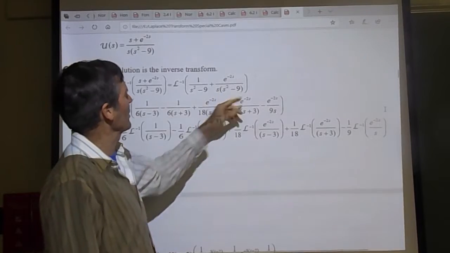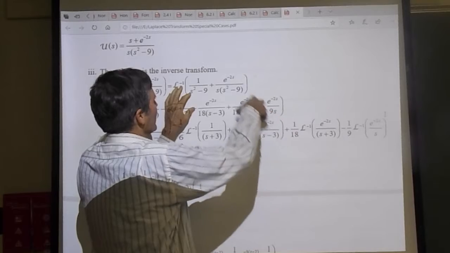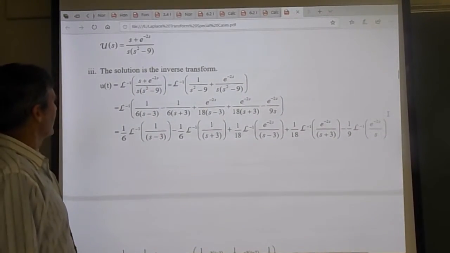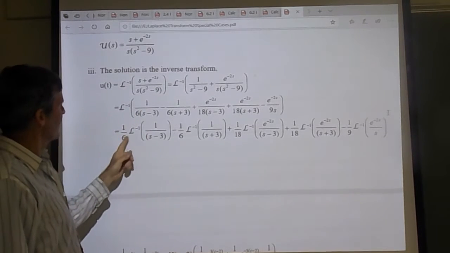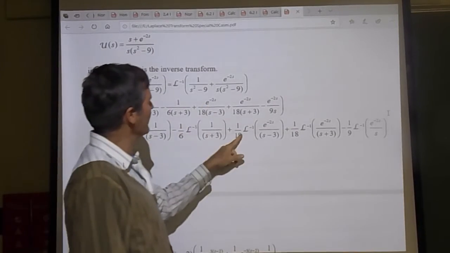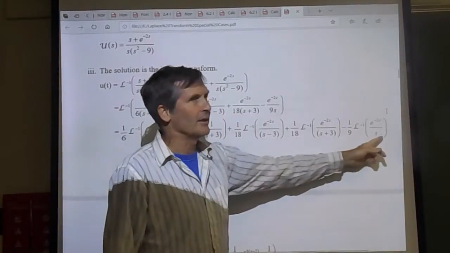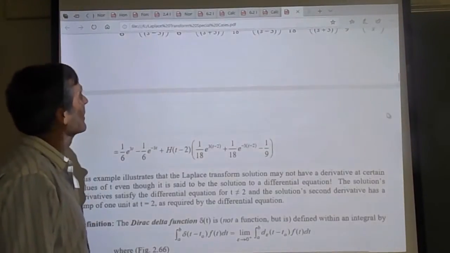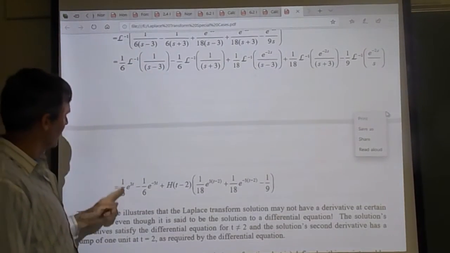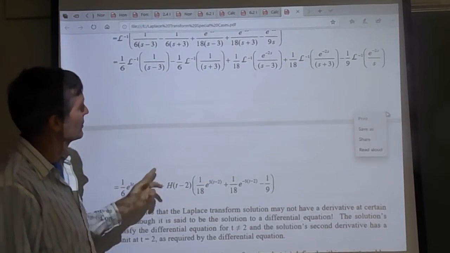Similarly, 1 over s times s squared minus 9 has this partial fractions decomposition with 18ths and 9ths in it, and then e to the minus 2s can multiply everything. Now, what's the inverse transform of this one? I can pull the 1/6 out, and pull the minus 1/6 out of this one, pull the 1/18 out of here, pull all the constants out. Now I just need these transforms that I can find with our theorems and with the table. So the inverse Laplace transform of 1 over s minus 3, we recall, is e to the 3t. The inverse transform of 1 over s plus 3 is e to the minus 3t.